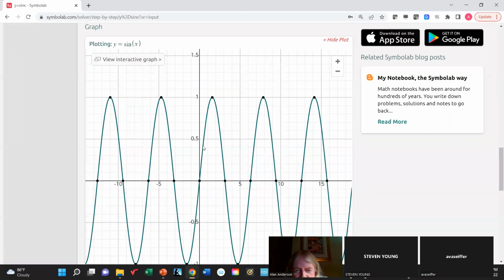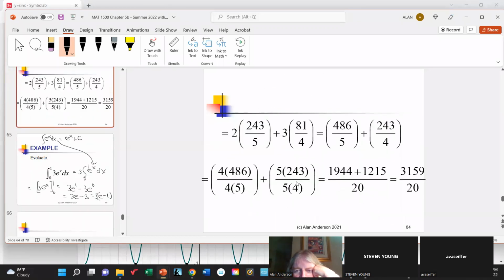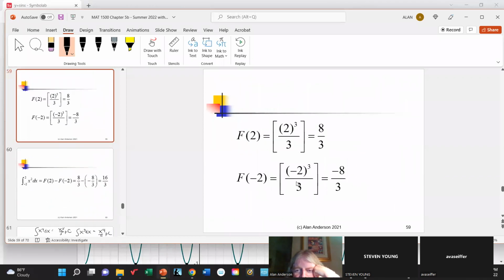Yeah, exactly. It looks like this. So we're focusing our attention between 0 and pi, and there's essentially one cycle. All right. So those are all examples. They're meant for practice. We want to get comfortable calculating definite integrals using this second part of the fundamental theorem of calculus.